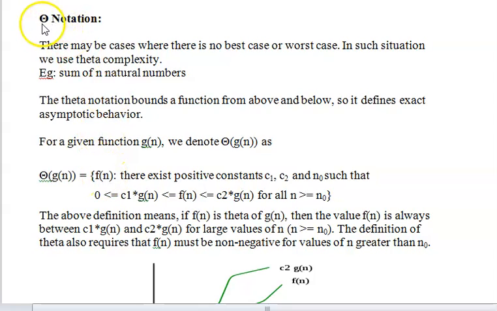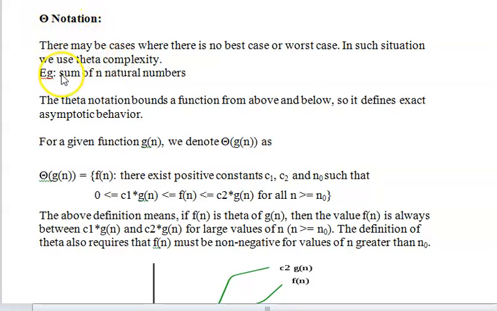The next one is the theta notation. There may be cases where there is no best case or worst case. In such situations, we will use theta complexity. We have seen earlier that for worst case we will be using big O notation. For best case we will be using big omega notation. Otherwise we will be using theta notation.